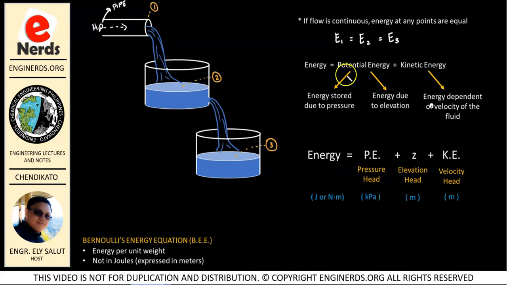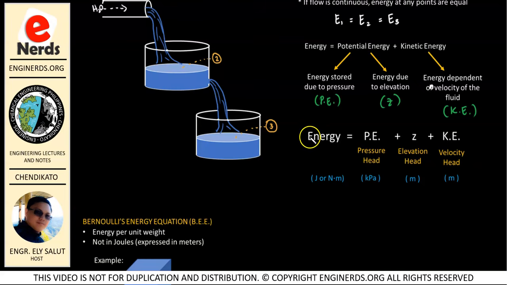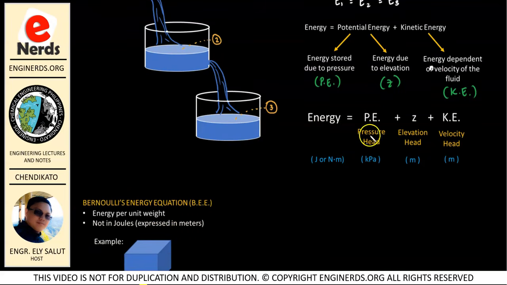Okay, so to make it clear, our potential energy can be due to internal pressure, no? So we can say this is potential energy. Then our energy due to elevation has a notation of Z. And then we have here our kinetic energy. So writing this way, you will have here energy is equal to PE, which is the energy stored due to pressure. So we call that the pressure head.